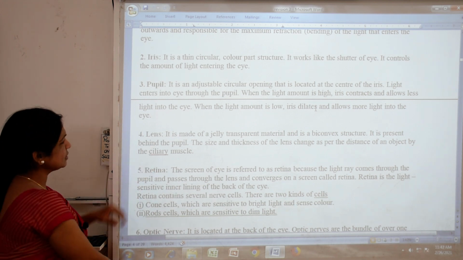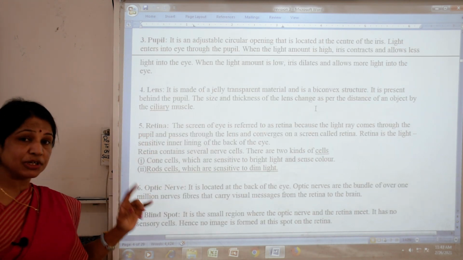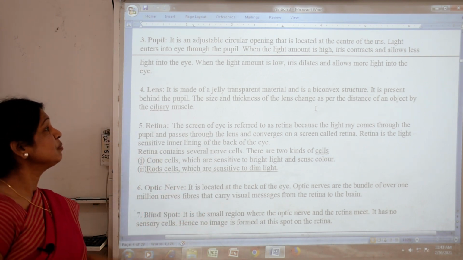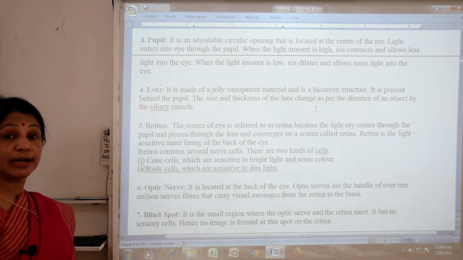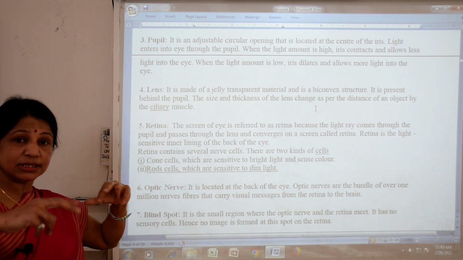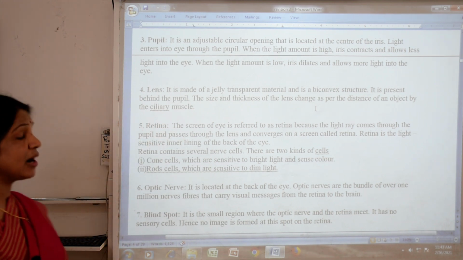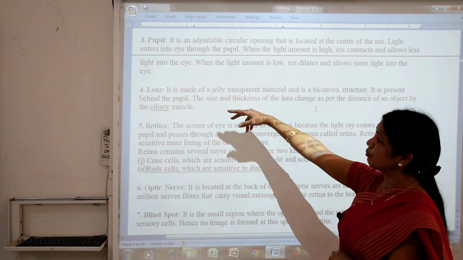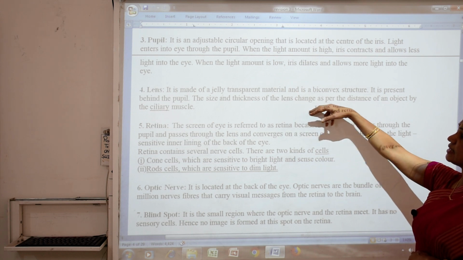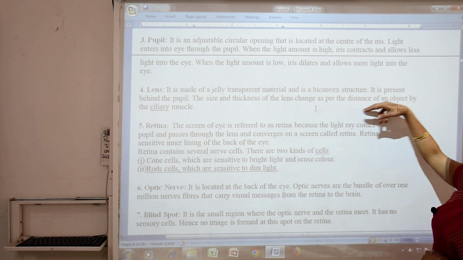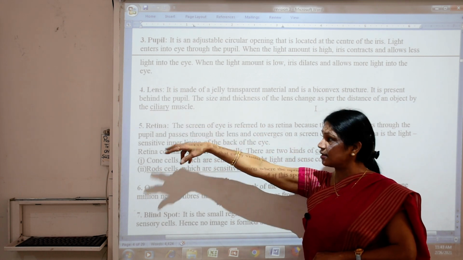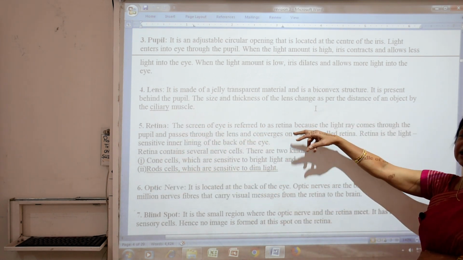Now further, the lens. What is its special role? It is made of a jelly-like transparent material. It is a biconvex structure. It is present behind the pupil, not in front of the pupil. The size and thickness of the lens is changed as per the distance of the object by the ciliary muscles. Now further, the retina, the screen of the eyes.